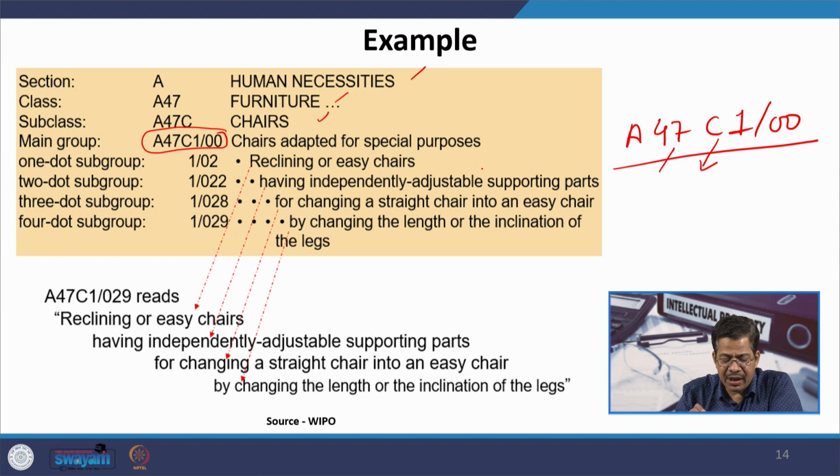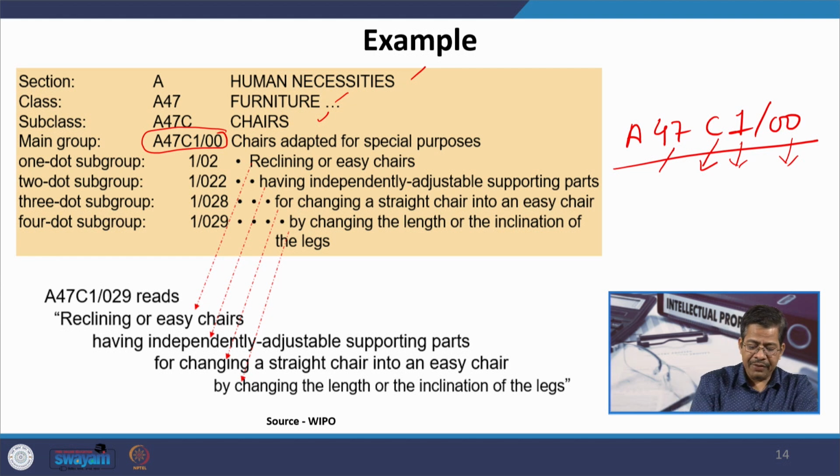Now, 1 is the main group and 00 is the subgroup. So, the main group is chairs adapted for special purpose, that is the main group, and 00 is different type of numbers you can give, 02, 022, 028, 029, depending upon reclining easy chairs, independently adjustable supporting parts, for changing a straight chair into an easy chair, and so on.